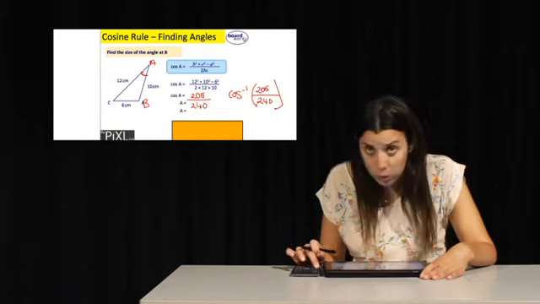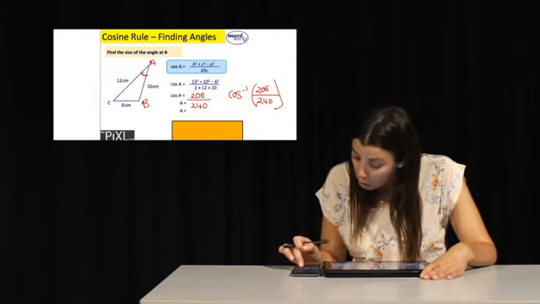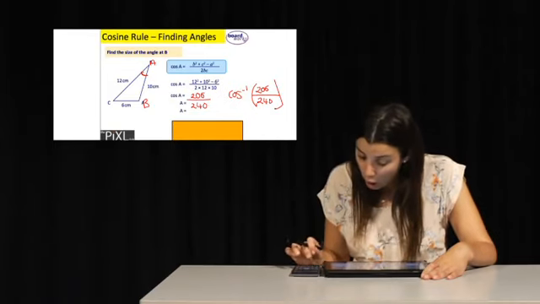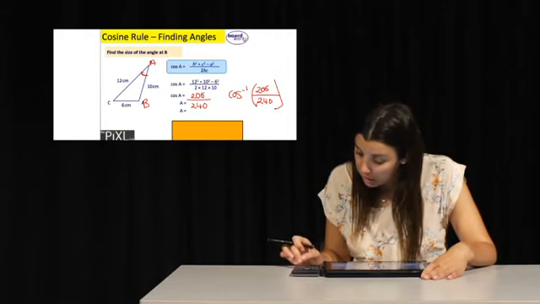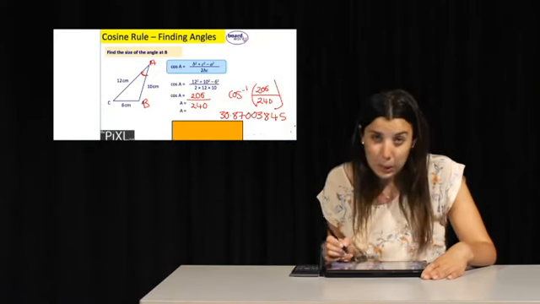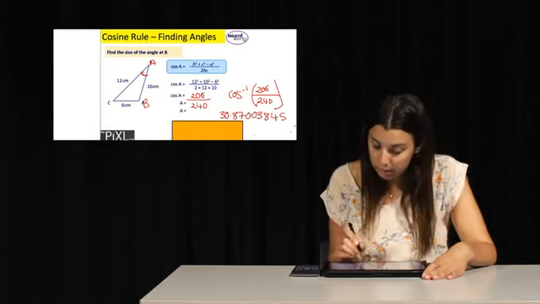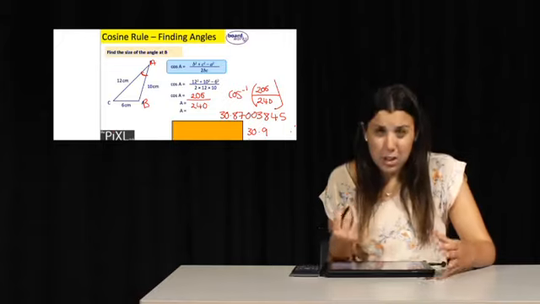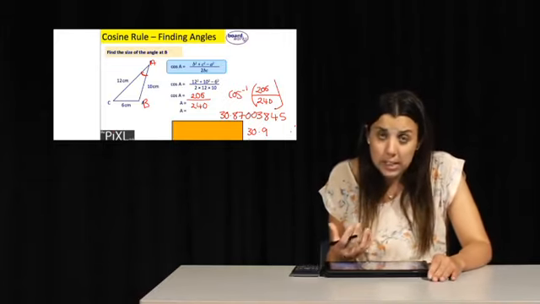So on your calculator, with me at the same time, find your cos to the negative 1. It's often the button you must press shift or second function to get to. Open your bracket, 206 divided by 240. And it comes out 30.87003845. Again, we're going to be asked to round this, normally to 3 significant figures. So rounded is 30.9.